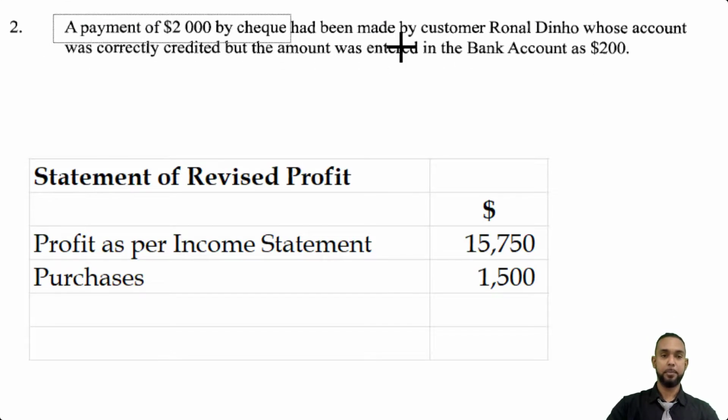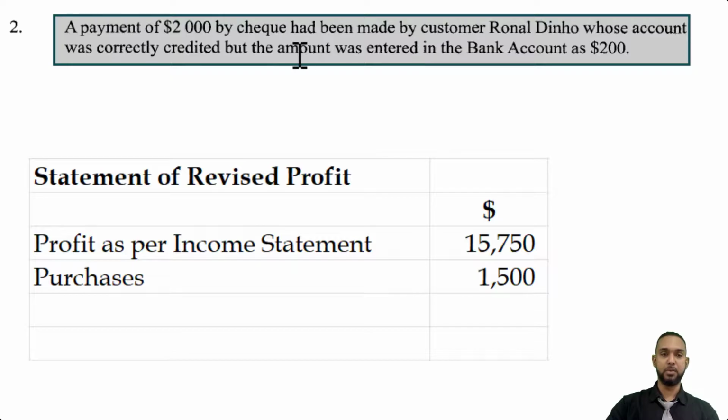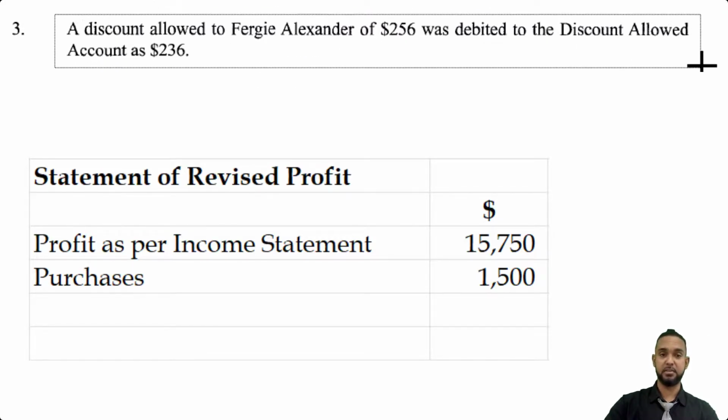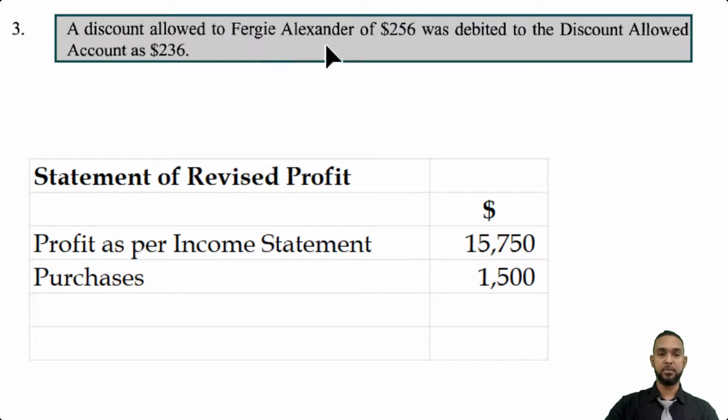Okay, item 2 was a payment by check to Ronaldinho. So this wasn't an expense, so it's not revenue, so it's not going to affect the income statement. Next, we have a discount allowed to Fergie Alexander that was debited to the discount allowed account as $236. Okay, discount allowed is an expense.